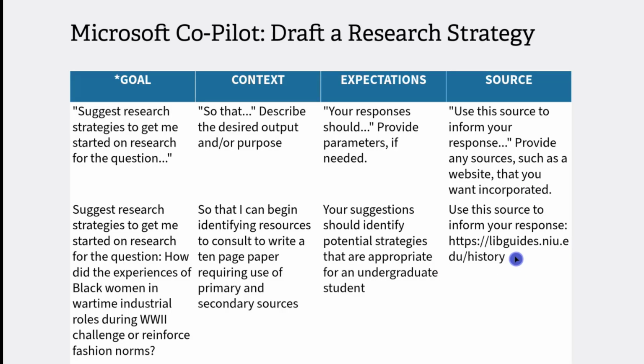So in this example, this person says, suggest research strategies to get me started on this research question. How did the experiences of Black women in wartime industrial roles during World War II challenge or reinforce fashion norms? So that's the question that they decided to go with. And then the context, so that I can begin identifying resources to consult to write a 10-page paper requiring use of primary and secondary sources. And the expectation, your suggestions should identify potential strategies that are appropriate for an undergraduate student.